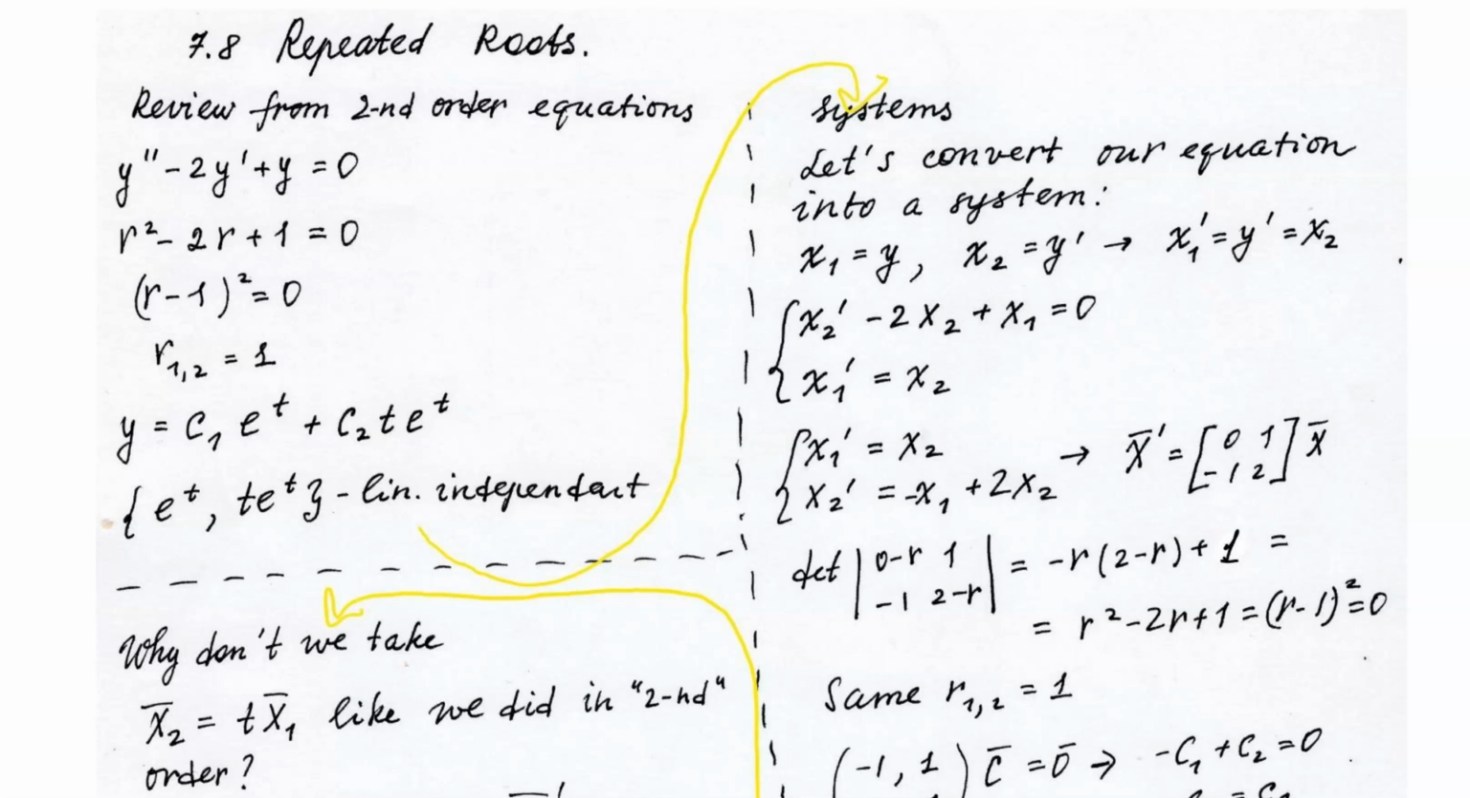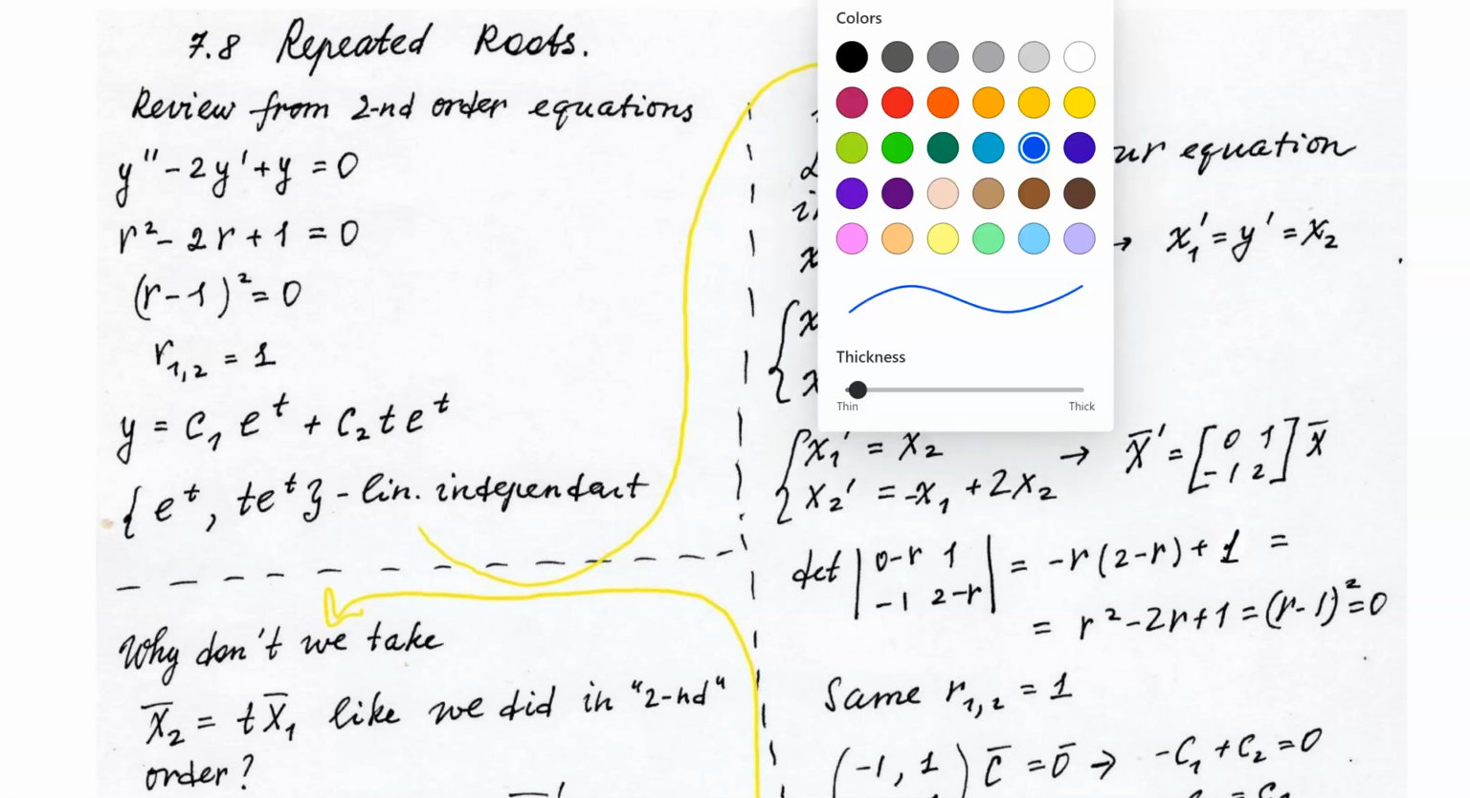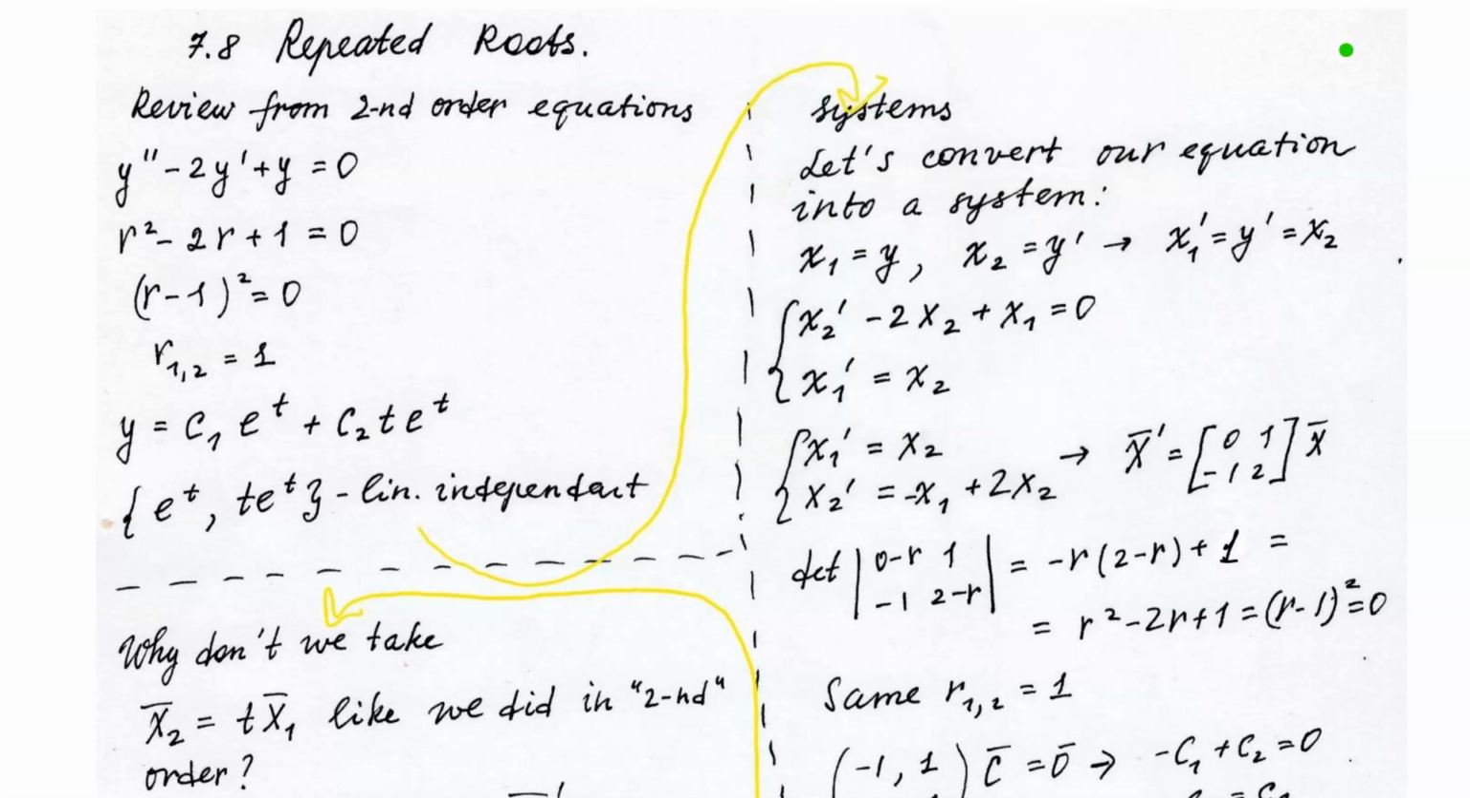Hello everyone. Today we are doing section 7.8, repeated roots of the characteristic equation, or repeated eigenvalues. I don't want to do the standard lecture because linear algebra requires lots of calculations and writing, but not that many ideas which we are going to use. So I'm going to use my notes, and I'm going to highlight major ideas here.